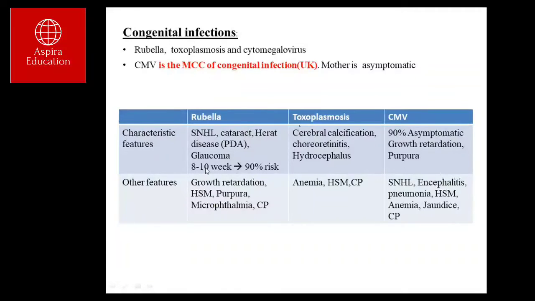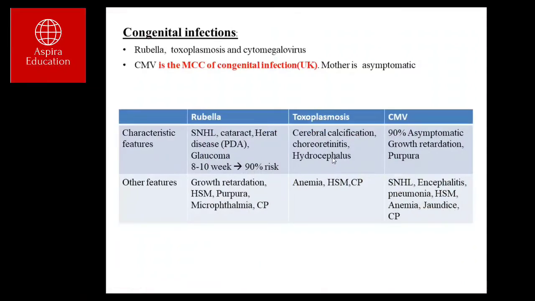Eight to ten weeks of gestation, that is in the first trimester, the fetus does not have much immunity, and so rubella virus can invade quite easily into the fetus. So the highest risk is in the first trimester. In addition, the baby can have growth retardation, hepatosplenomegaly, microophthalmia, and cerebral palsy as well. Toxoplasmosis will manifest with cerebral calcification, chorioretinitis, which is inflammation of the retinal layer along with the choroid. You can have hydrocephalus.